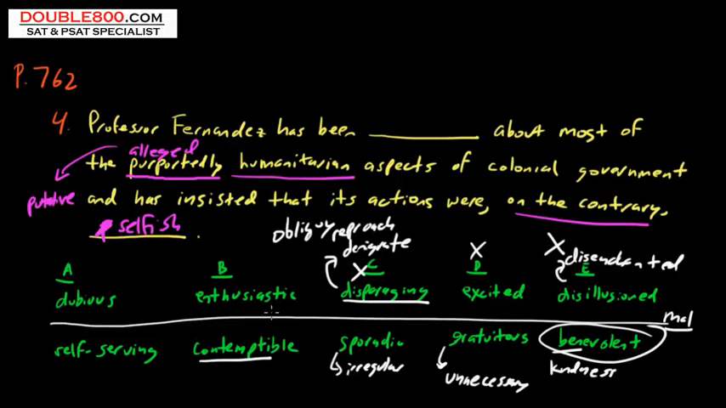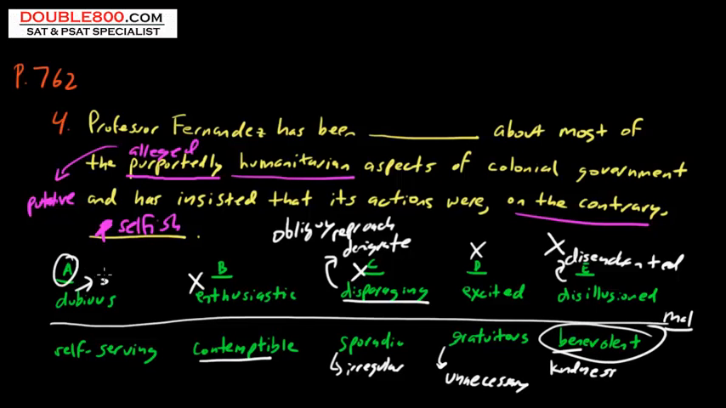Enthusiastic, again, this would not work. She has not been enthusiastic because she has not believed that these aspects were purportedly humanitarian. And contemptible could work, but again, that's not close enough. We want the opposite of helping humanity, helping oneself. The answer is A, clearly.